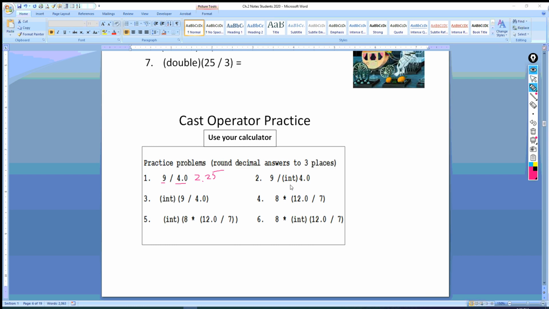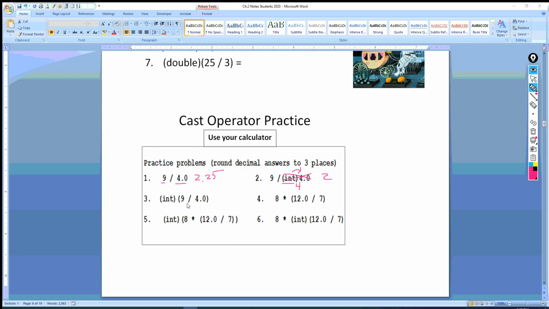This next one has the same exact numbers, 9 and 4.2, but it's applying the int cast operator on the 4. What that's going to do is change this expression to just an int. So now you have 9 divided by 4, and you use the calculator and drop the decimal. 4 goes into 9 twice, so that's why it's just 2.